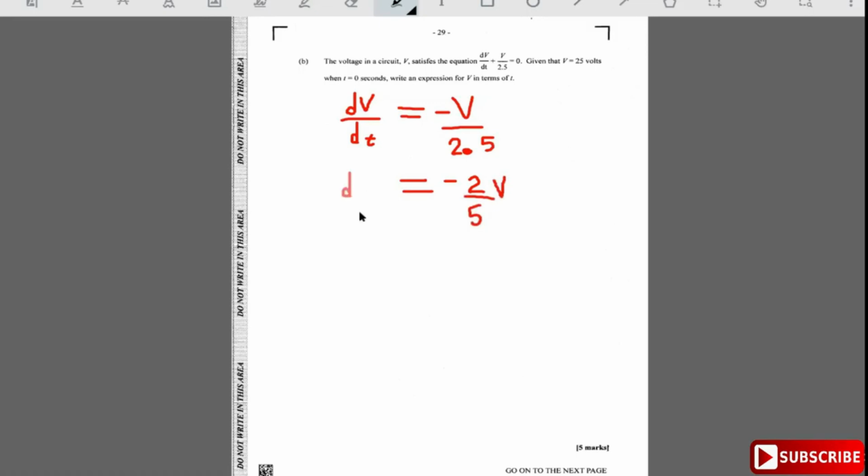Now I need the V's on one side, so I'm going to multiply across by dt and divide out V to get 1 over V dV. 1 over V dV is equal to minus 2 over 5 times T.